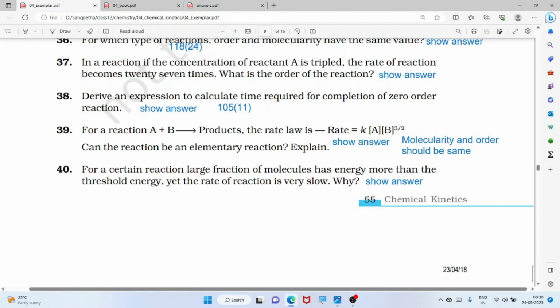For a reaction, the rate equals this. Can the reaction be an elementary reaction? For an elementary reaction, molecularity and order should be the same. So this is not an elementary reaction. Explain. 39.